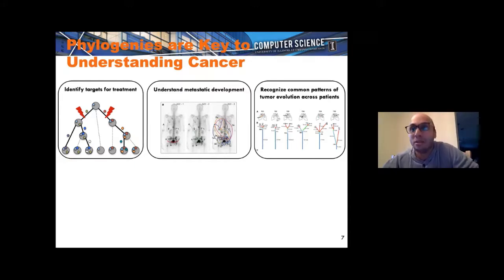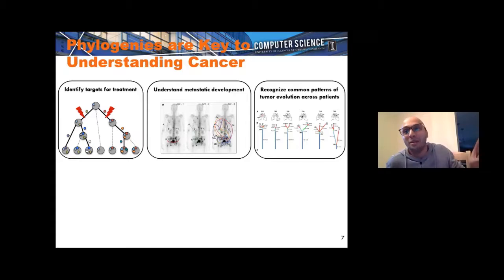The other thing that's important about tumor phylogenies is they allow you to reason about metastasis. 90% of cancer patients die because of metastasis. Metastasis is when tumor cells leave the primary tumor, the initial location in your body where it started, and start spreading to other locations in your body. And that's bad. That's why most people die of cancer. 90% die because of metastasis. So you want to prevent this at all costs. This is something that you don't want to have happening.